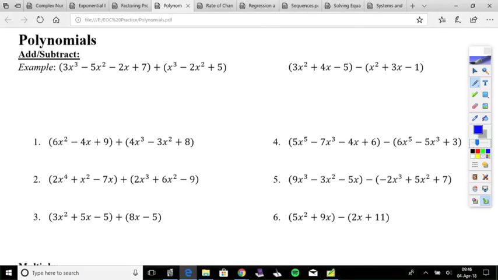These polynomials should be a little bit familiar to you since we covered them basically the entire third quarter. We're going to add, subtract them, we're going to multiply them, and we're going to use the synthetic division.